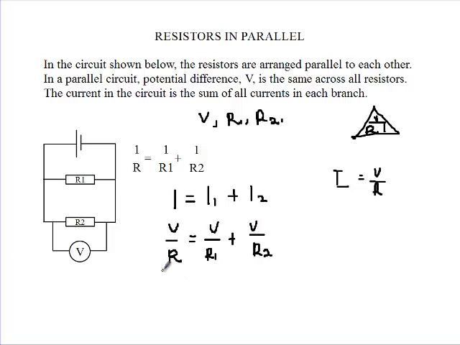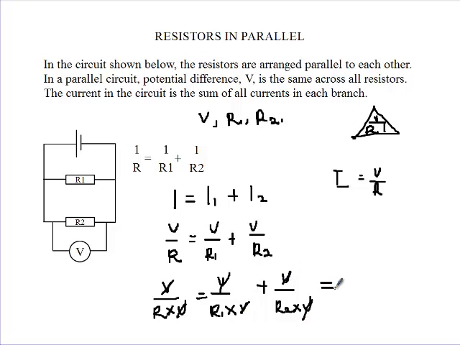Now what is going to happen is that we are going to divide all sides by V. So V over R times V is equal to V over R1 times V plus V over R2 times V. Now the V's cancel out. This V will take this V away. This will take this away. This will take this away.